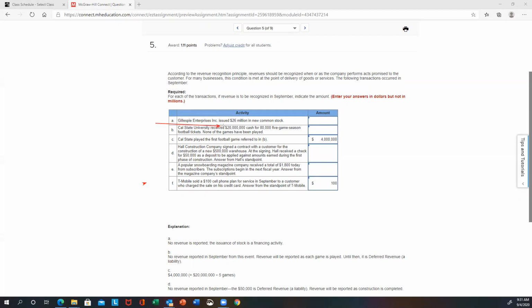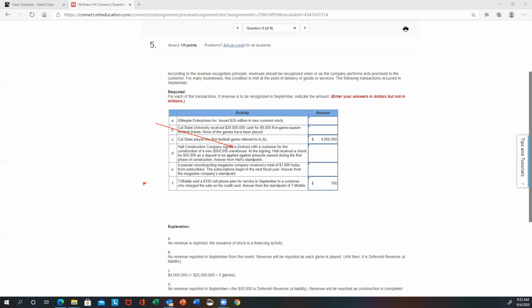Next one says they received $20 million cash for the 5-game season. Nothing's been played yet, so all of that is deferred. You don't start earning the revenue until you've actually played the game, so nothing. Once they play their first game, you have to figure out how much you would recognize. Well, you just take the $20 million cash and divide by 5. So 20 divided by 5 would give you 4, because it's a 5-game season. So 4 of that would be considered earned after they played 1 game.